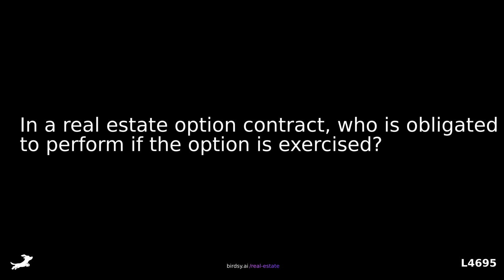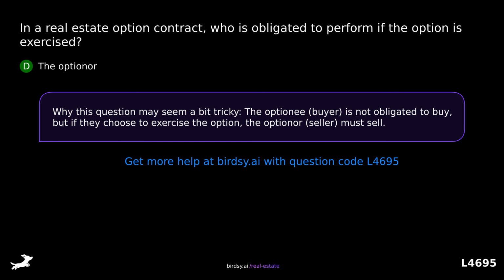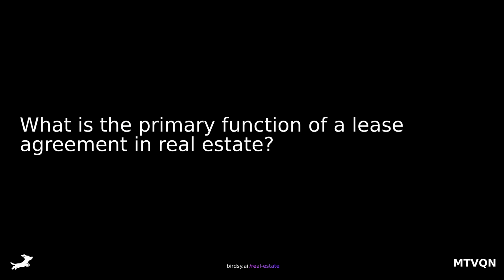In a real estate option contract, who is obligated to perform if the option is exercised? Is it A, the optionee, B, both parties, C, neither party, or D, the optionor? The answer is D, the optionor. Why this question may seem a bit tricky. The optionee, buyer, is not obligated to buy, but if they choose to exercise the option, the optionor, seller, must sell.